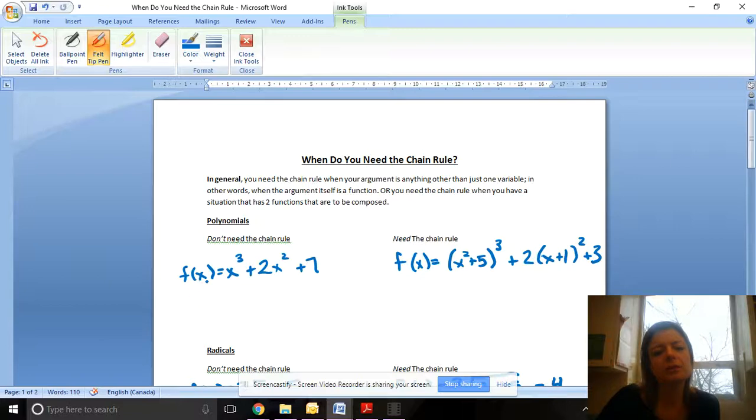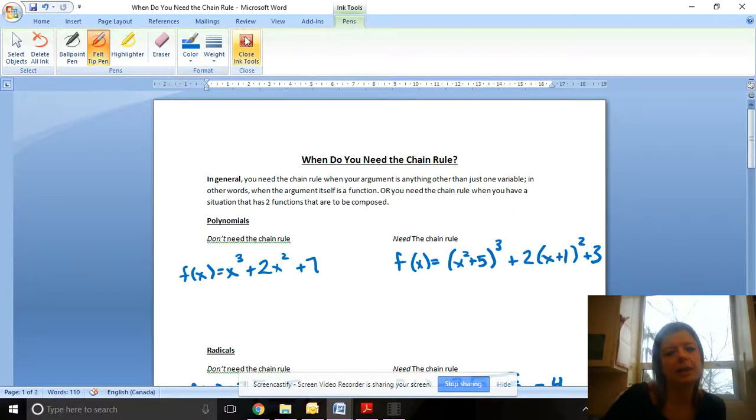So for polynomials, something like this one on the left, you don't need the chain rule. Everything that's being raised to a power is just one variable, it's just x. So in this case, the chain rule is not needed. However, in the second case, the chain rule is needed because you'll notice the argument that's being raised to the power 3 is something other than just a variable. X squared plus 5 is all being raised to the power 3. So in this case, you would need the chain rule.